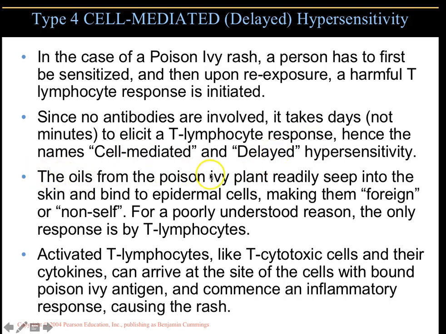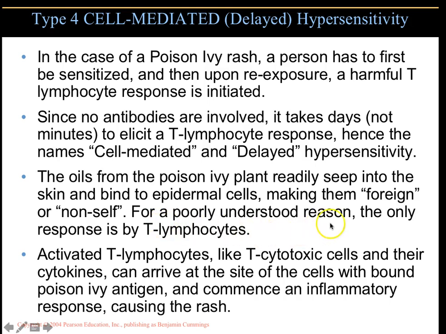The oils from the poison ivy plant seep into the skin and bind to epidermal cells, making them foreign or non-self. Very inappropriate. I'm sorry, poison ivy plant is not trying to get into your body, it's not trying to take over your body. And there are some people who are just not allergic to poison ivy. Again, if you took a hike and were exposed to poison ivy on a Sunday, you're not going to see the rash until Wednesday. Having said that, it's inappropriate to have a reaction against poison ivy, but it happens to a lot of people.